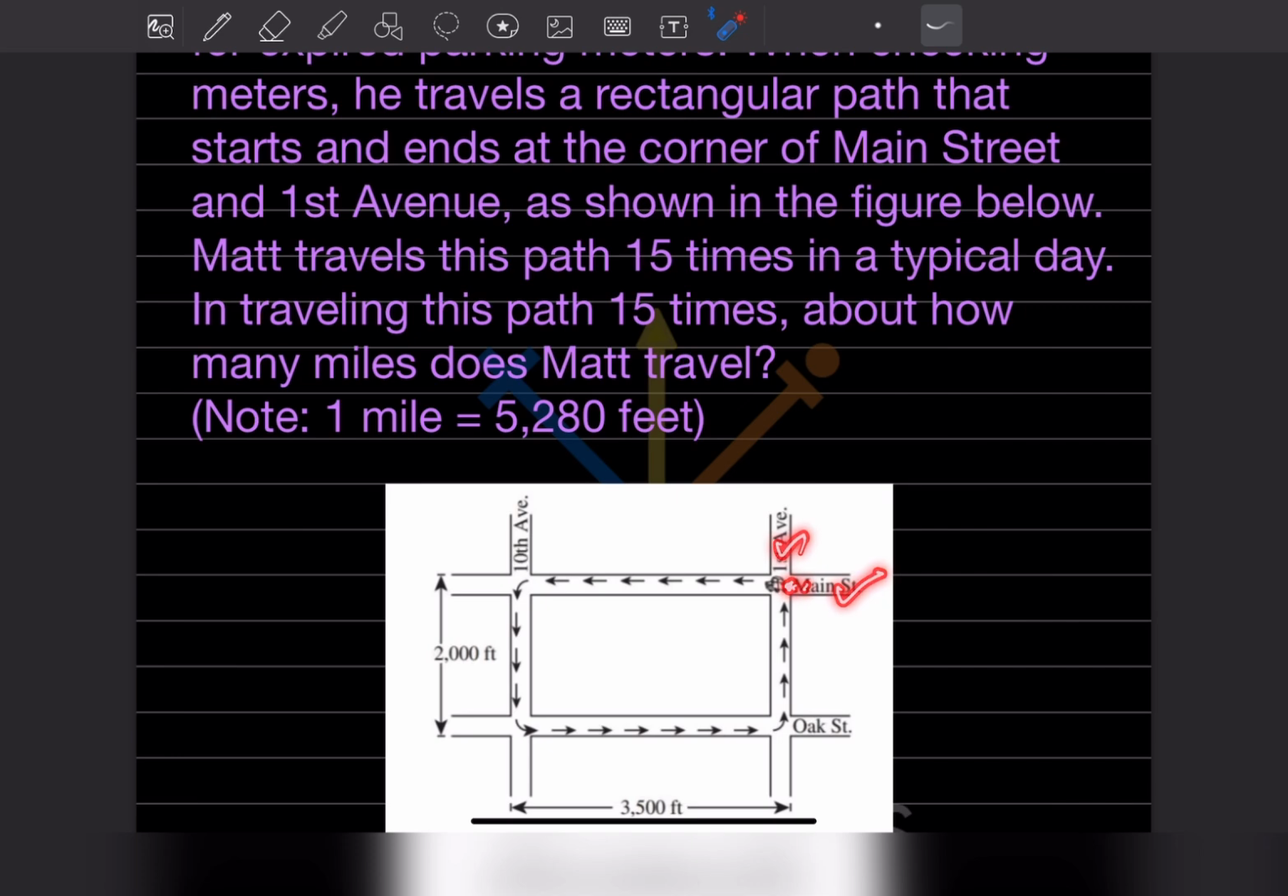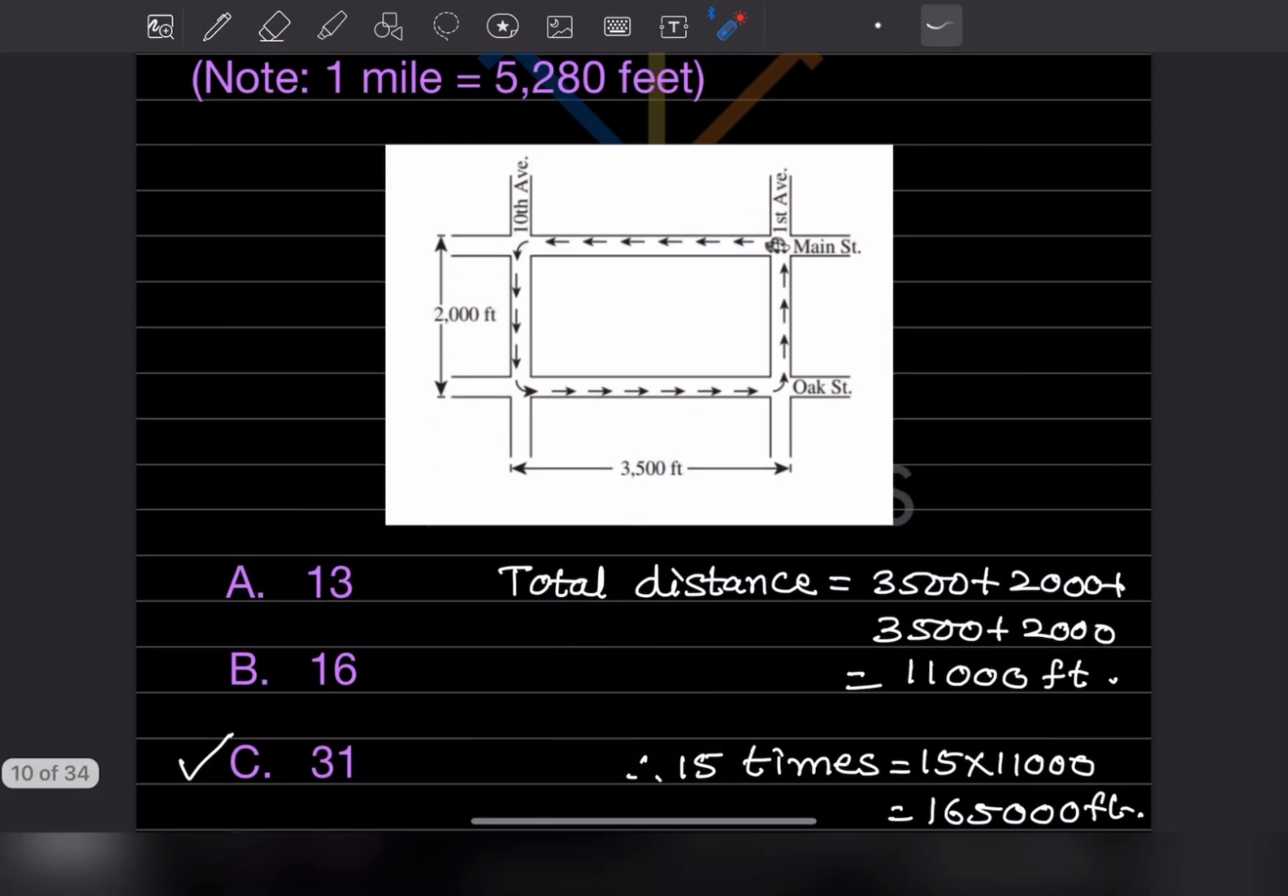So now what will you do? Matt travels this path 15 times in a typical day. In traveling this path 15 times, about how many miles does Matt travel? So what you are going to do here? The starting and ending point is going to be here. So we can see here, this is given here. This whole part is given as 3,500. So this also should be 3,500.